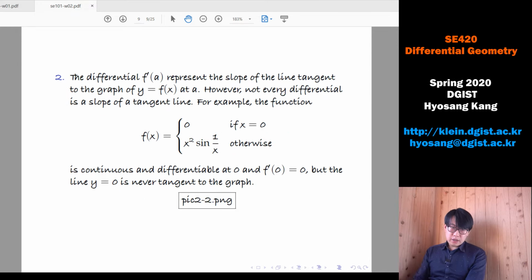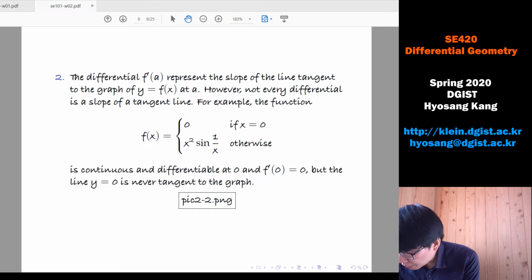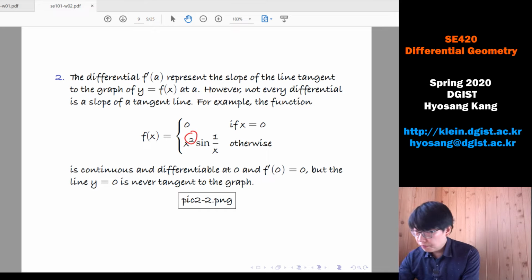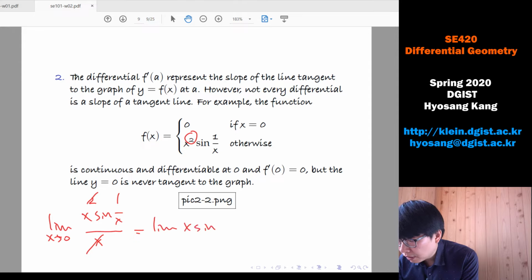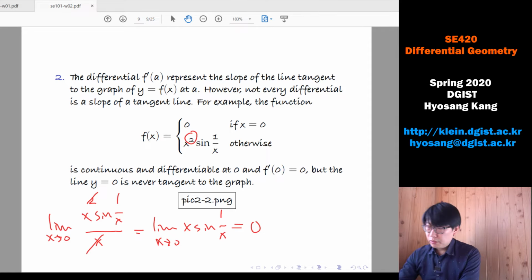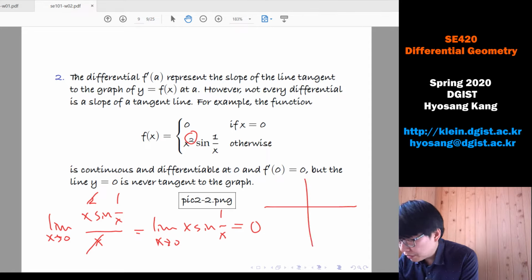However, there is a function that looks similar to the previous example, but is still differentiable. So here we have x squared instead of x. Now, if you simply take the definition, then what happens is x squared sine 1 over x, and x cancels out. We have the limit of x sine 1 over x as x goes to 0. So we saw this function has a limit of 0. So this is equal to 0.